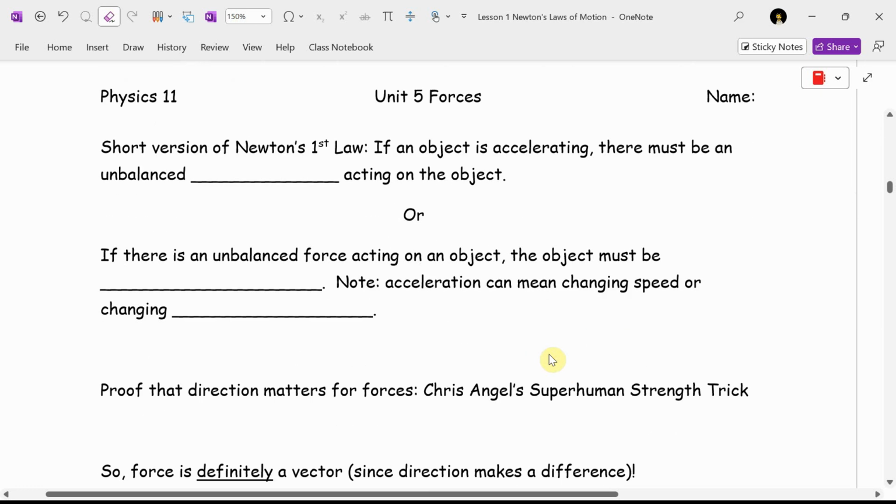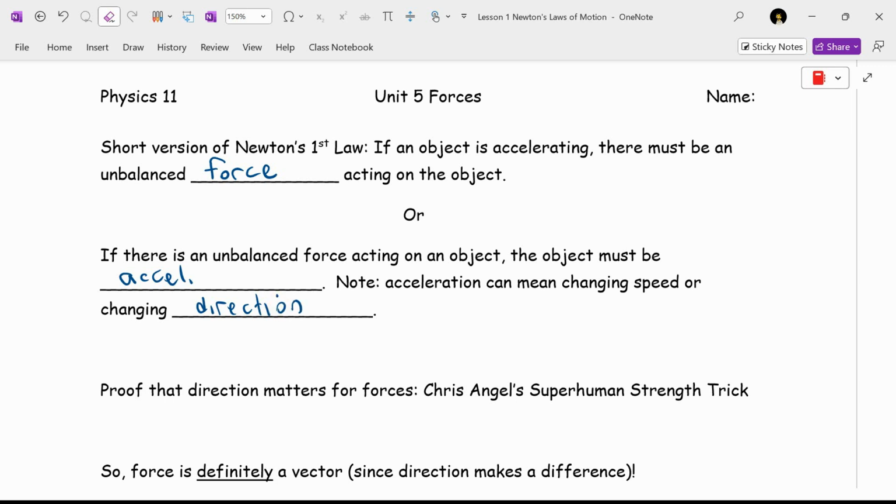So Newton's first, here's the short version. If an object is accelerating, there must be an unbalanced force acting on the object. Forces cannot be balanced. And if there's an unbalanced force acting on the object, then that object must be accelerating. It works in both directions. What if it's not accelerating? Forces must be balanced. Remember, acceleration can mean changing speed or changing direction.